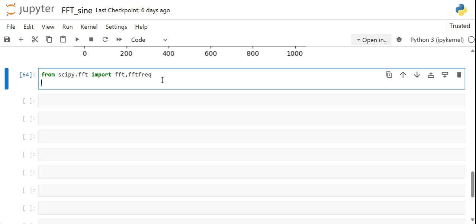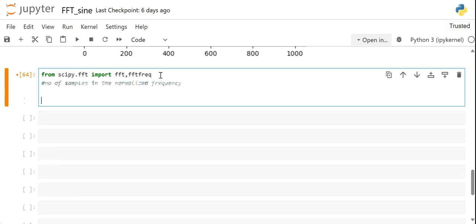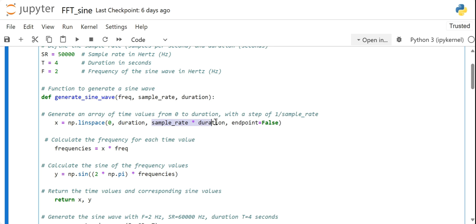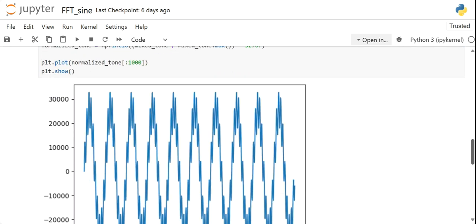So to begin with, let's define a variable which gives us the number of samples. How many samples do we need? The number of samples in the normalized tone would be nothing but the sample rate, SR, which we have already defined, multiplied by the time. You can see this in the definition of the function here. Sample rate times duration gives us the number of samples.